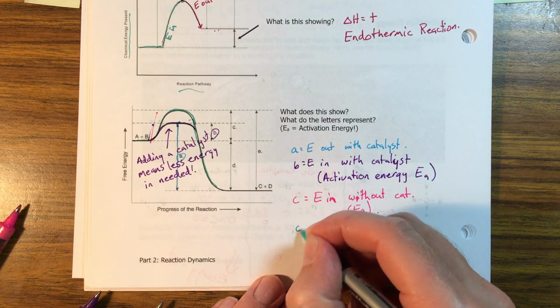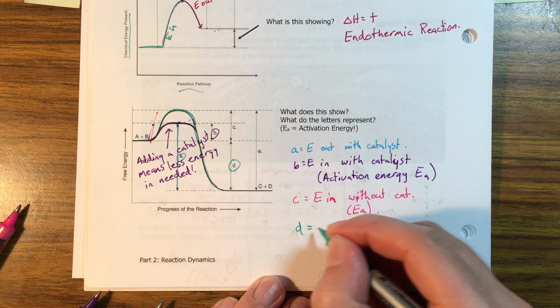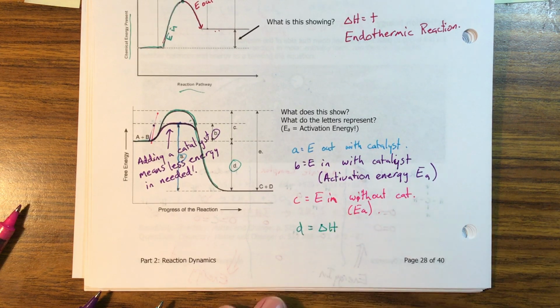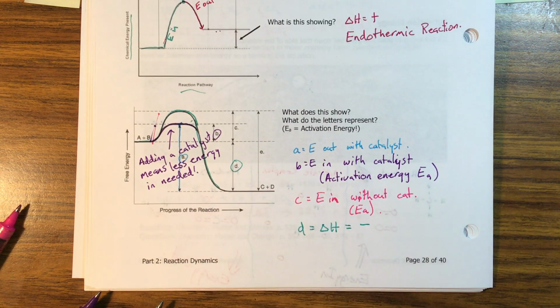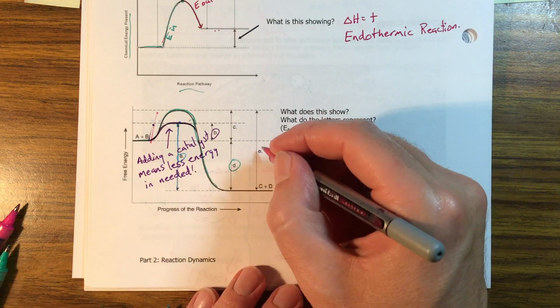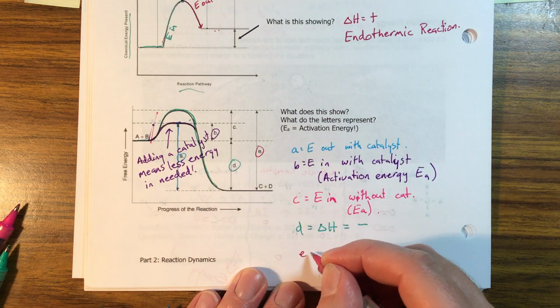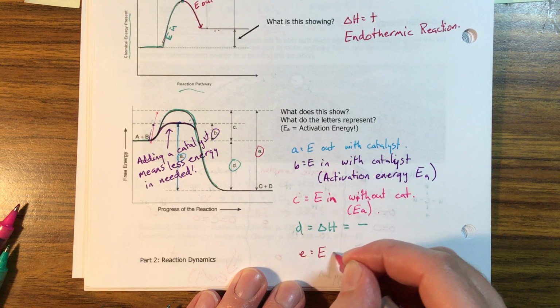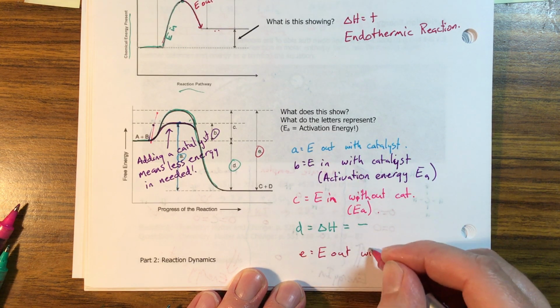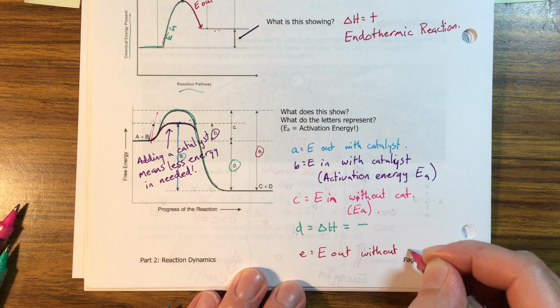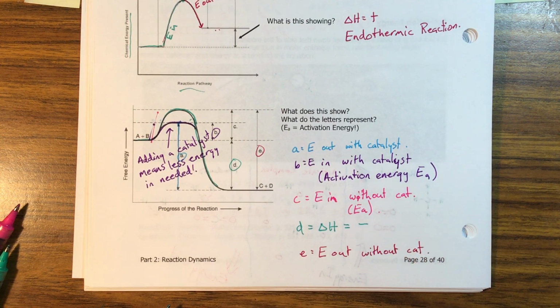D, that's this guy right here. D is our change in enthalpy. And in this case, it's a negative change in enthalpy, so it's an exothermic reaction. And lastly, letter E is the energy out without catalyst. So how much energy it loses without the catalyst.